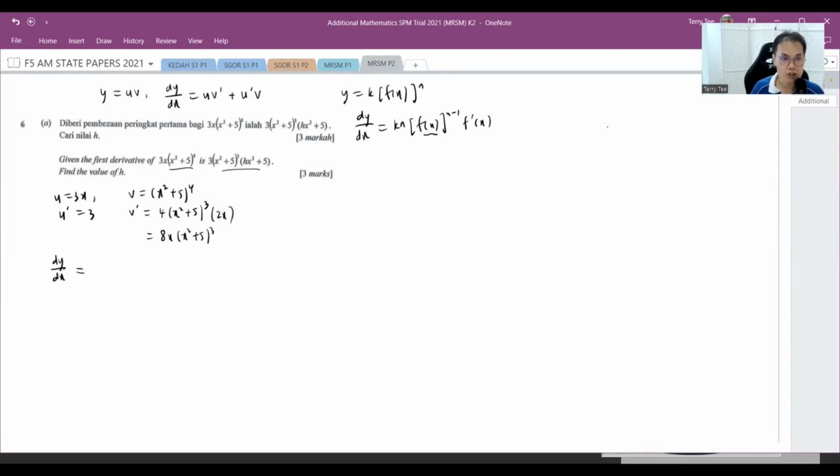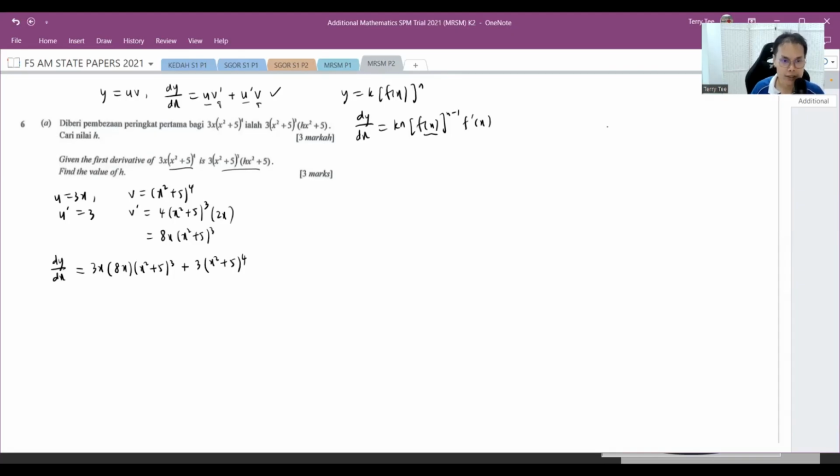Yes? When you differentiate this, we copy your u. I'm using the formula here. Copy your u, 3x. Differentiate your v, 8x with the (x squared plus 5) power 3. Then you differentiate your u, you get 3. Copy your v. Your v is (x squared plus 5) power 4. Now, personally, I like to maintain the u and u' in front, whereas the v' and v at the back, because it is already arranged in a nice order, as in the bracket, the power 3, power 4, they're all at the back. So it's easier for us to factorize.